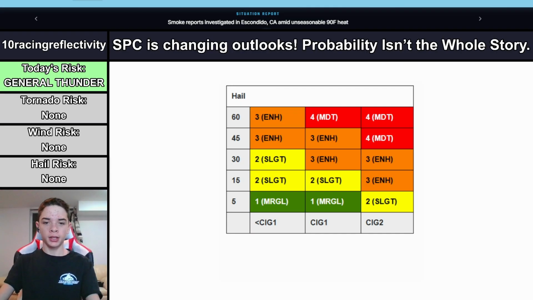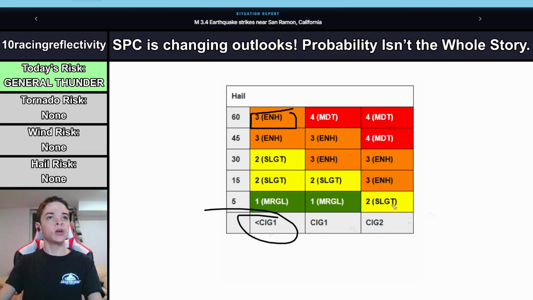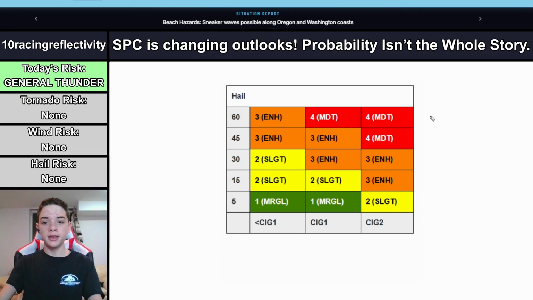Next up here, we've got the hail conversion table. You can only get an enhanced risk just like the others with a CIG less than 1. But something that I did notice is that you cannot get any kind of a high risk up here for hail. There's no such thing as a high risk for hail anymore starting in March. So that will be quite interesting to see.